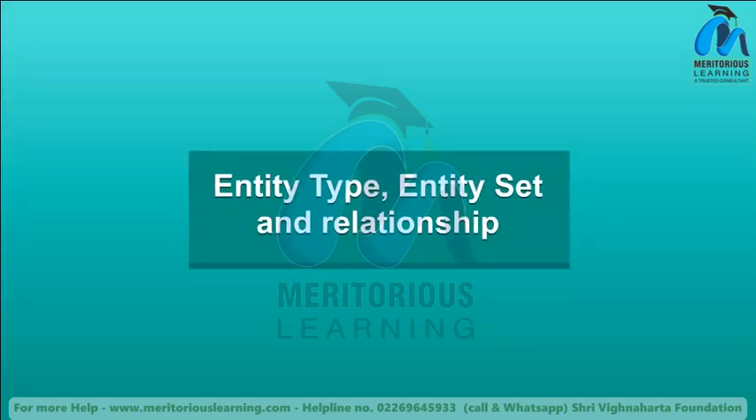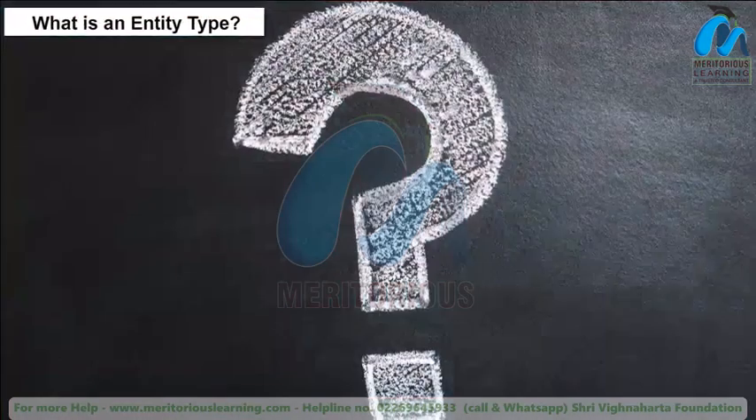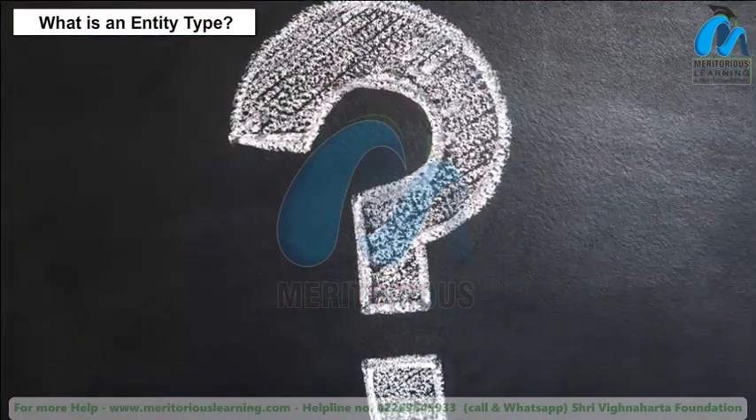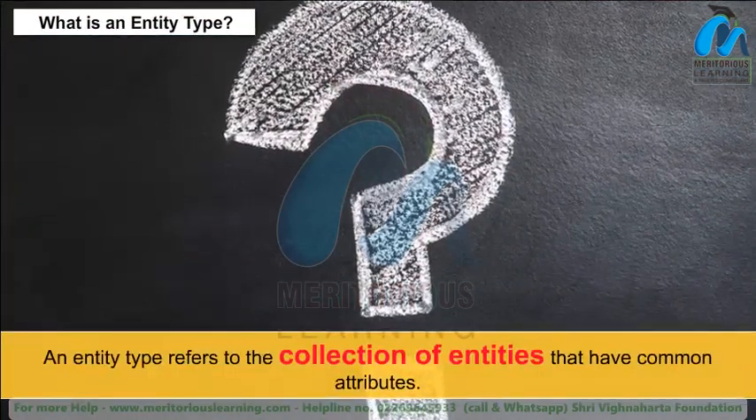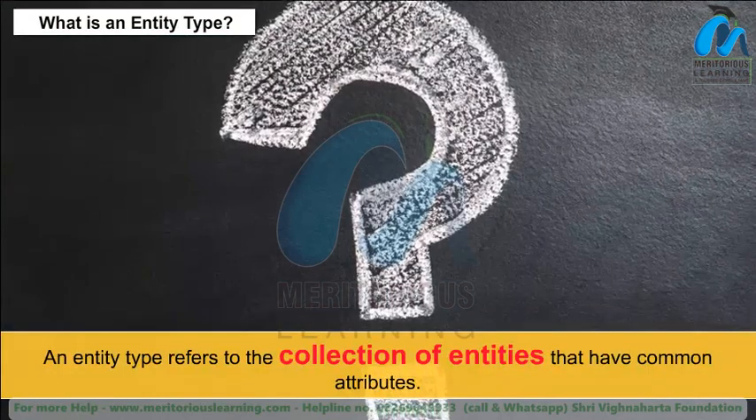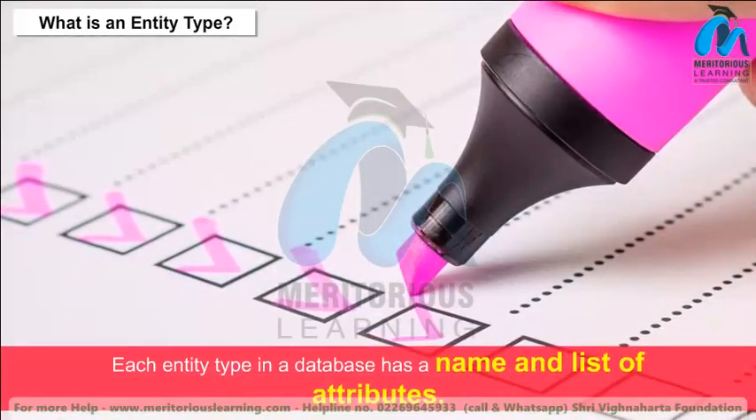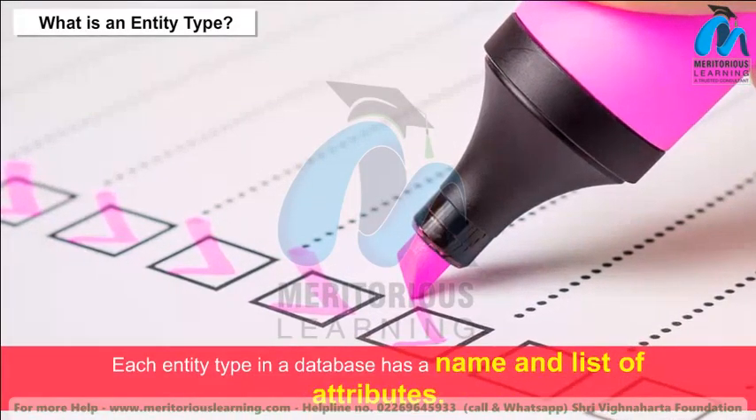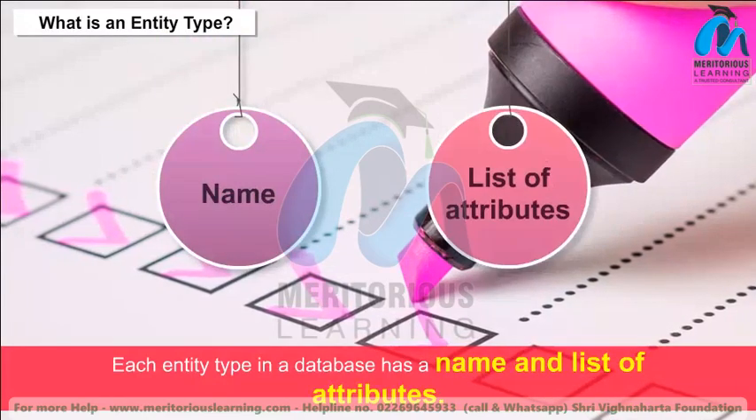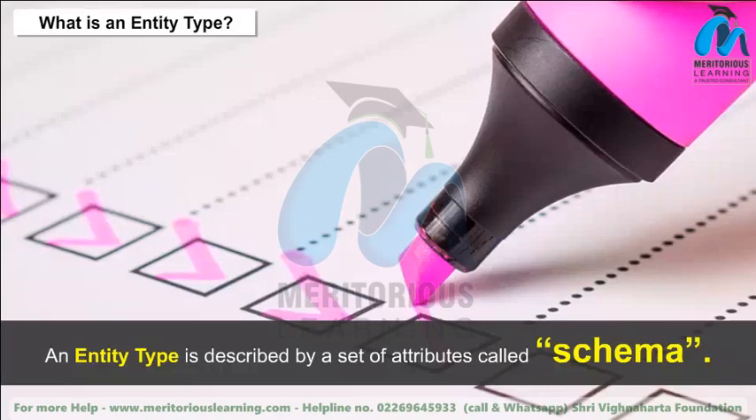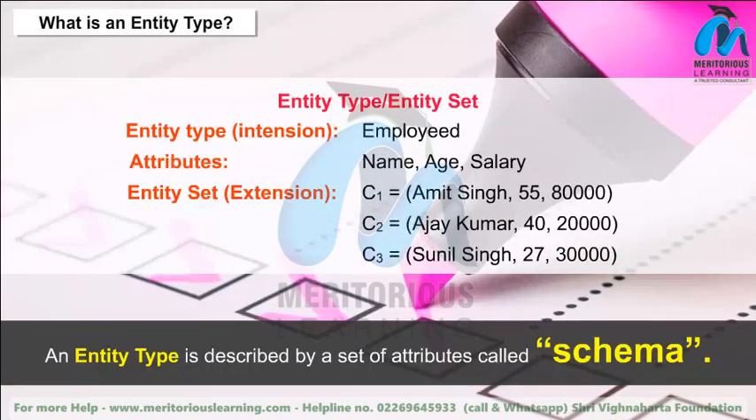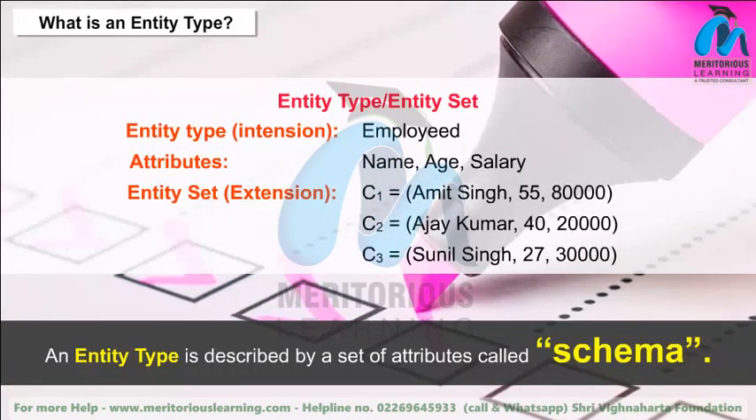Entity type, entity set, and relationships. What is an entity type? An entity type refers to the collection of entities that have common attributes. Each entity type in a database has a name and a list of attributes. An entity type is described by a set of attributes called schema.